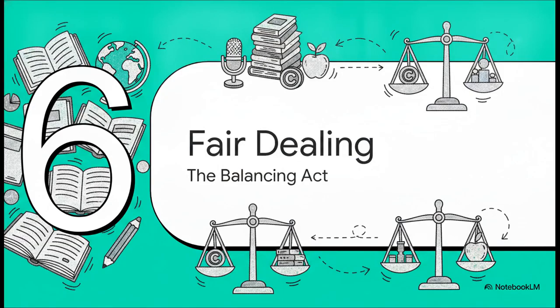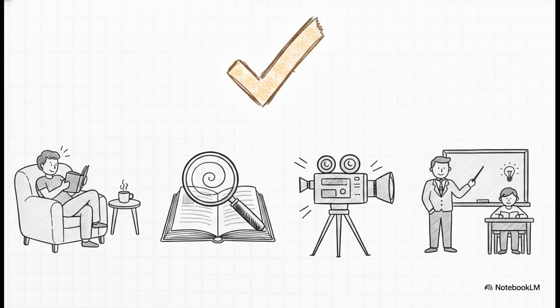And finally, Section 6, the Fair Dealing Exception, the Balancing Act. Look, copyright is incredibly powerful, but it isn't absolute. If nobody could ever use a copyrighted work without permission, society would stall. Education would freeze, and the news couldn't even be reported. Therefore, Section 52 of the Act outlines crucial exceptions, primarily centered around a concept called fair dealing.